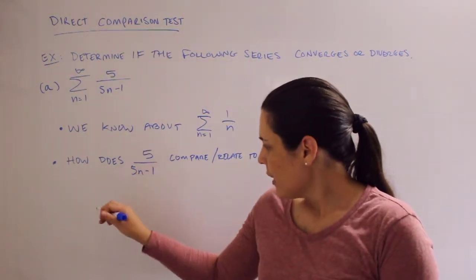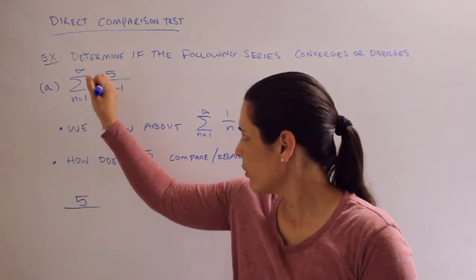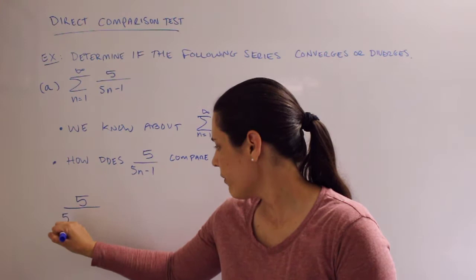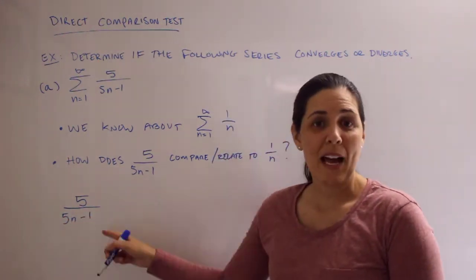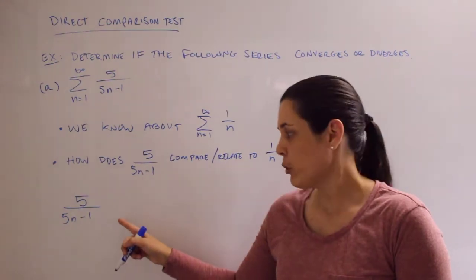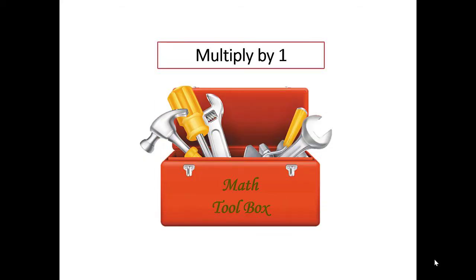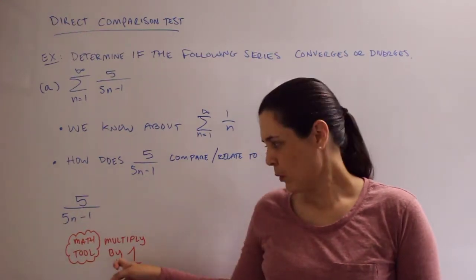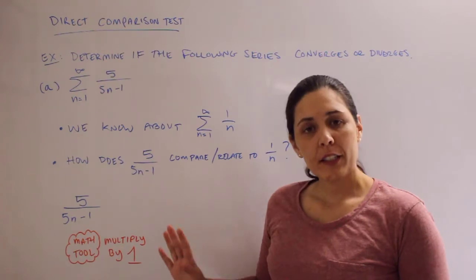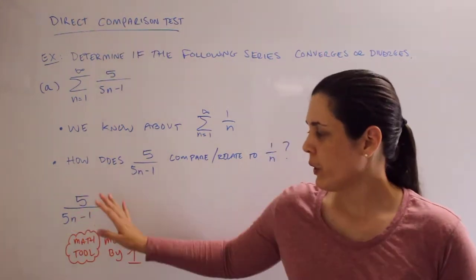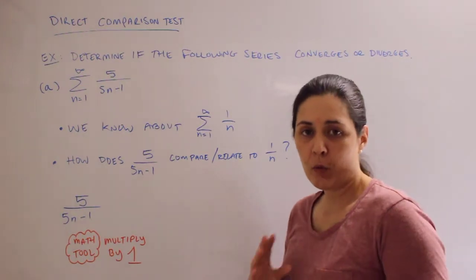So I'm going to take my existing sequence that I'm using for this series, 5 over 5n minus 1, and we're going to apply a math tool. Let's see if you can figure out which one. Math tool, multiply by 1. So we're going to multiply by a funny looking number 1, and it's going to allow us to rewrite what we have in terms of this 1 over n. It's going to look more relatable.